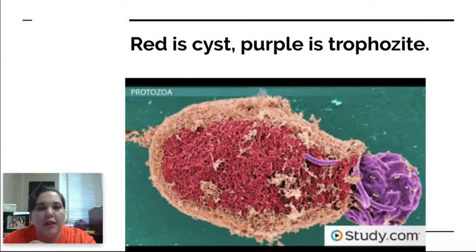So this is a picture, obviously microscopic, of the two life stages of an animal-like protist.